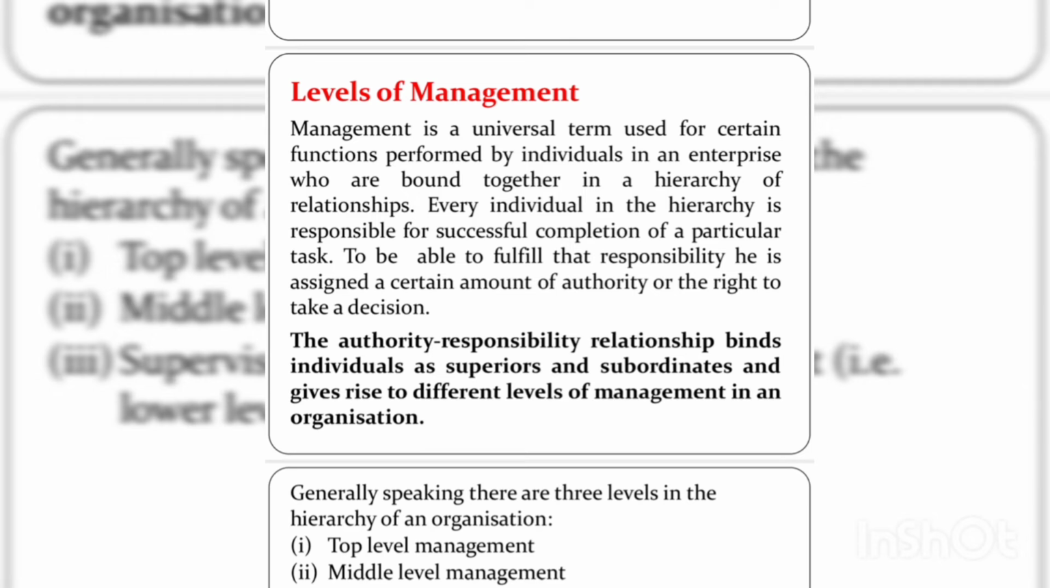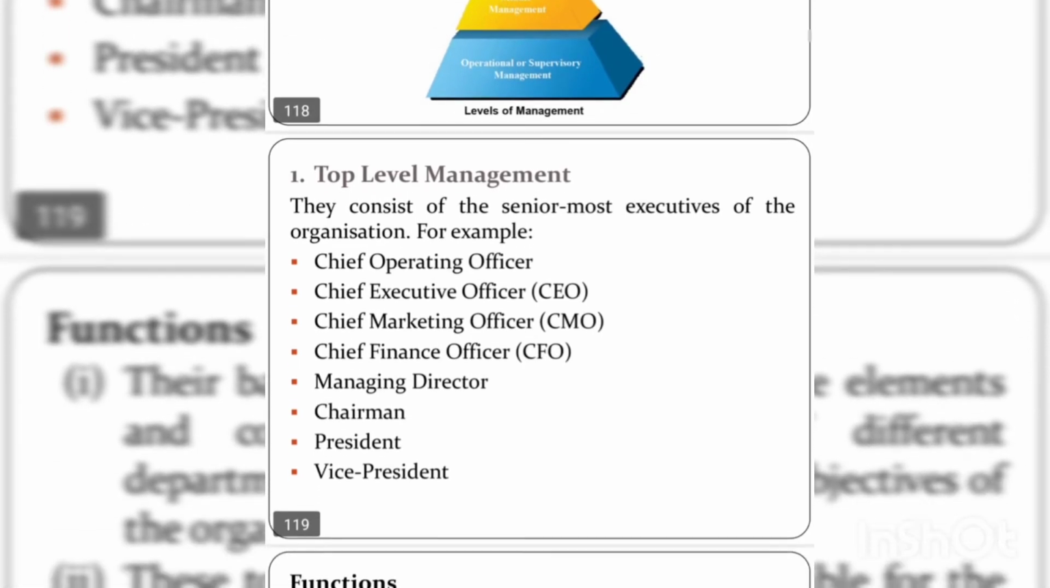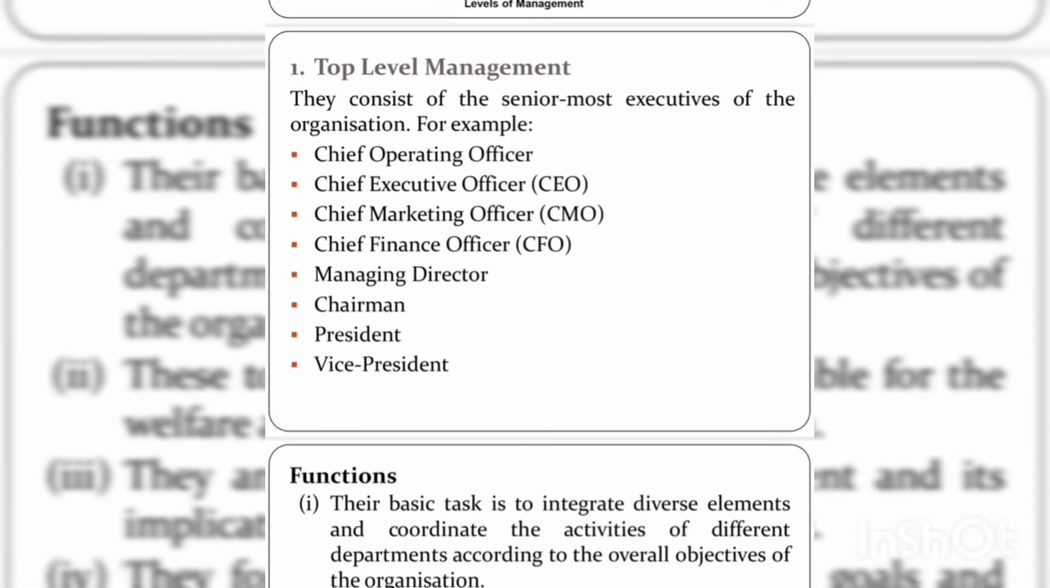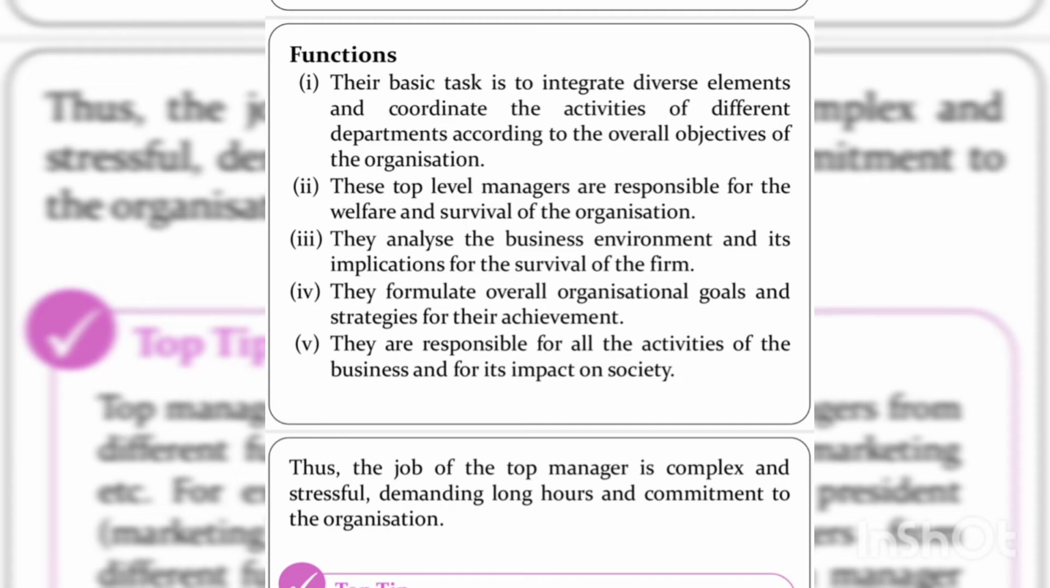Starting with the top level management, we have certain examples. These examples are very important. It starts with generally the word chief: chief operating officer, chief executive officer, chief marketing officer, chief finance officer, managing director, chairman, president, vice president. Now, what type of functions are they performing? They are basically performing varied or different types of activities in which we coordinate these activities with different departments.